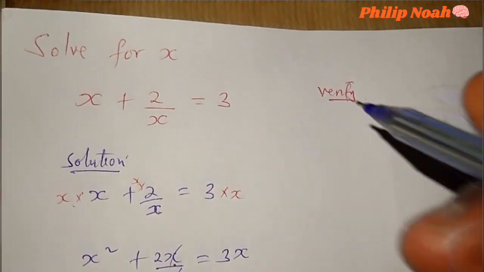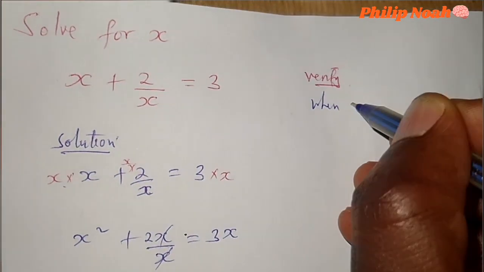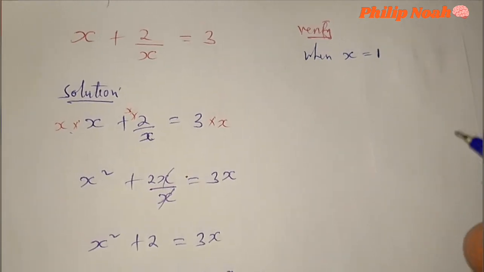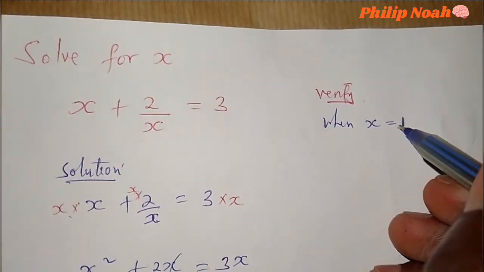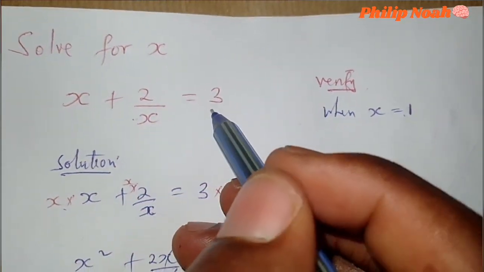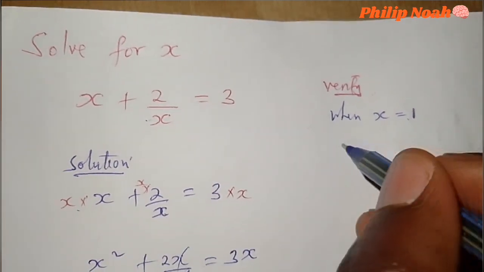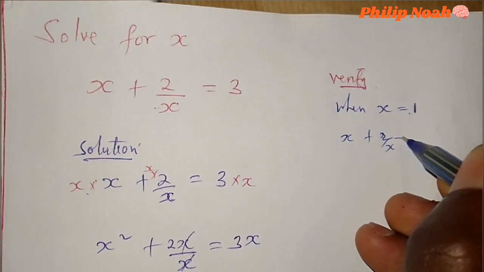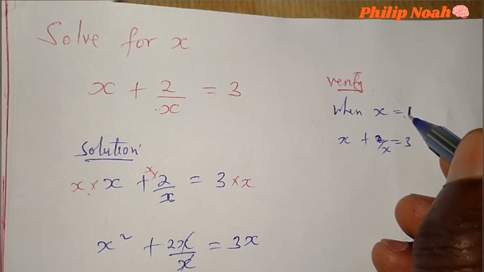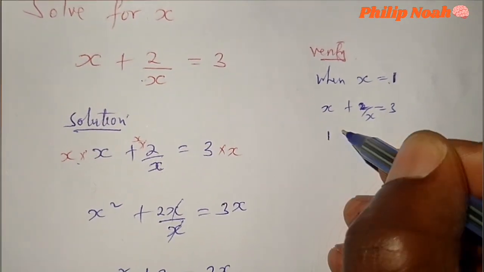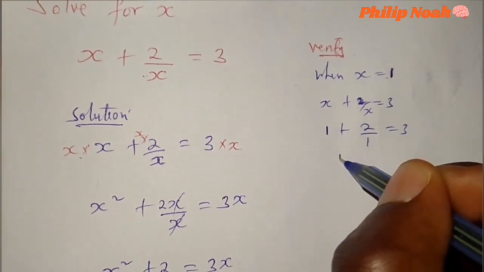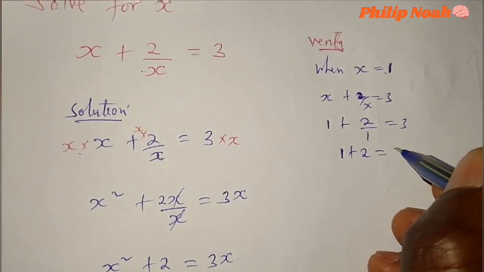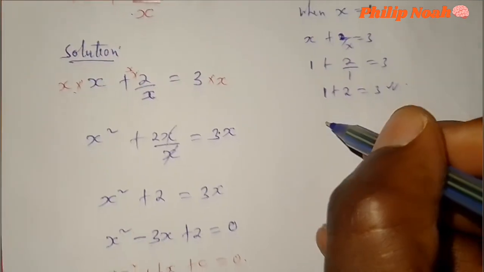So when x is equals to 1, does it satisfy this equation? Let's see. Our equation was x plus 2 over x is equals to 3. So if we substitute x with 1, it becomes 1 plus 2 over 1 is equals to 3. 1 plus 2 is equals to 3. It's right.